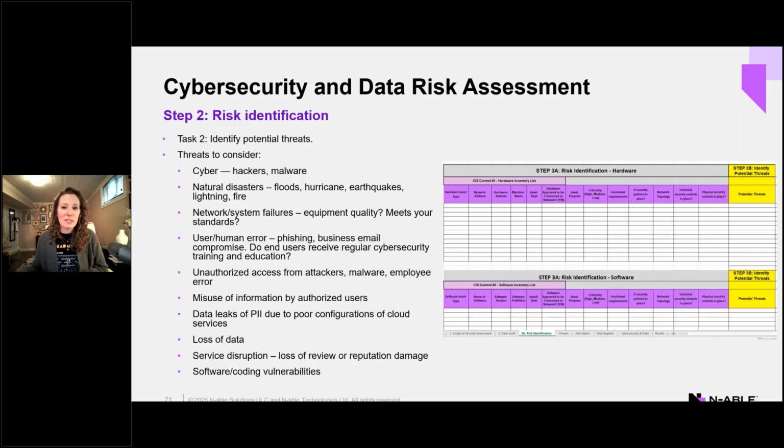We've got to think about natural disasters, floods, hurricanes, earthquakes, lightning, fire. They can destroy as much or even more as a cyber attack, because not only could you lose data, but you could lose servers too, right? Depending on what happens. Any sort of network or system failure, is the prospect's most critical systems running on high quality equipment, or is it low quality equipment? Does the equipment meet your standards? And again, this is going to come from the data that you gathered as part of that asset discovery in CIS control number 1 or control number 2.